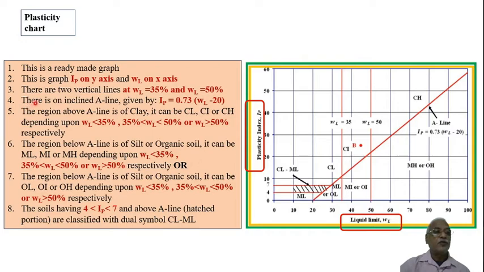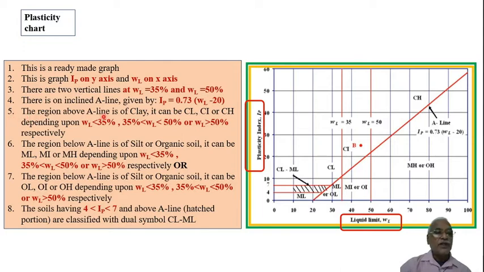Then the fourth point: there is an inclined line, the A line, given by IP equal to 0.73 (WL minus 20). Here it is shown as an inclined line. It's called the A line, and IP is equal to 0.73 (WL minus 20). Now if you substitute IP equal to 0, you will get WL equal to 20. That's why this line passes through exactly WL equal to 20, and then it is inclined with a slope of 0.73.